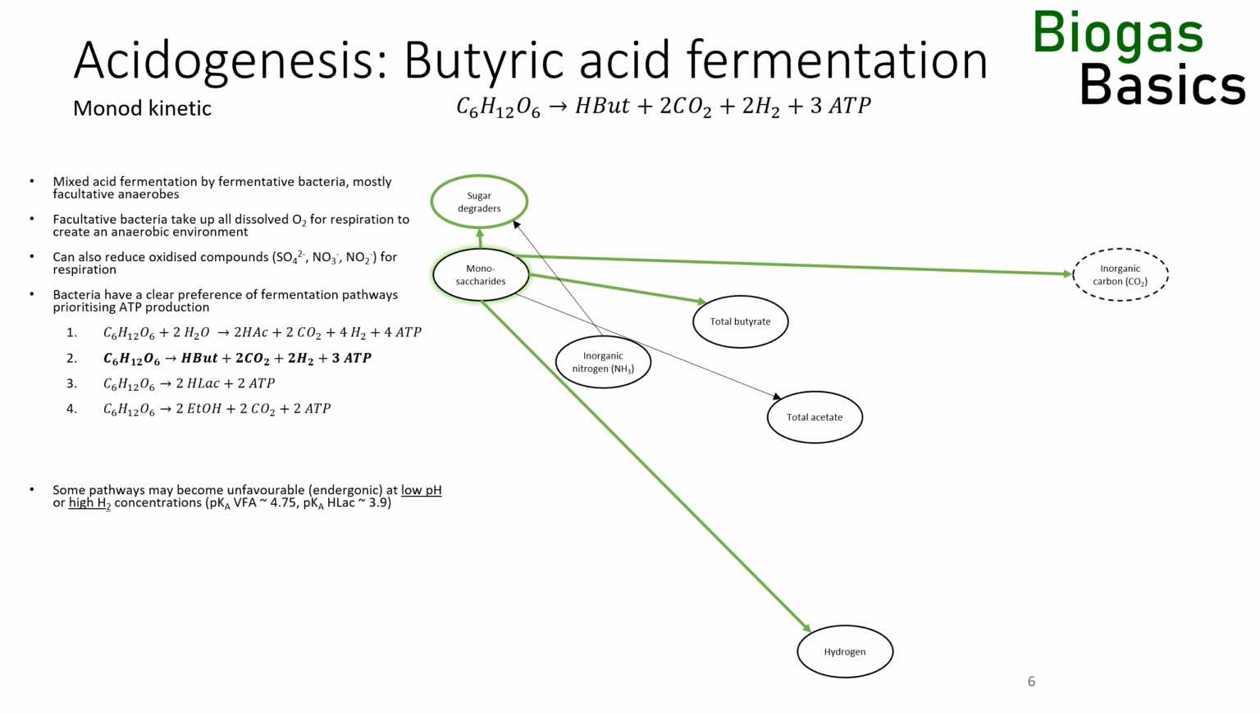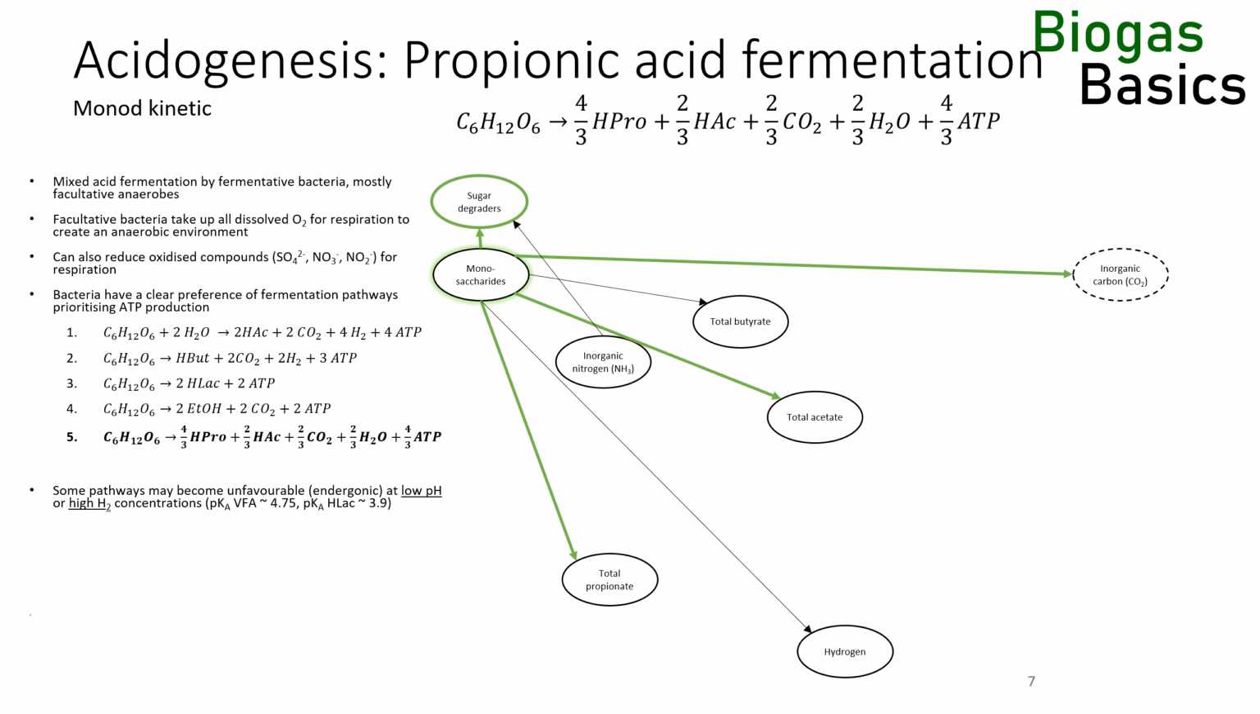A typical biogas reactor does not operate at low pH, and these reactions are not common in steady-state stable operation, and therefore are not included in the ADM1. I just put them here to highlight the ATP ranking. The propionic acid fermentation has the following form in the ADM1. 3 glucose react to 4 propionic acid, 2 acetic acid, 2 CO2, 2 water, and 4 ATP.